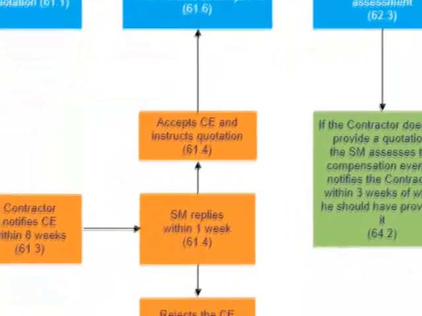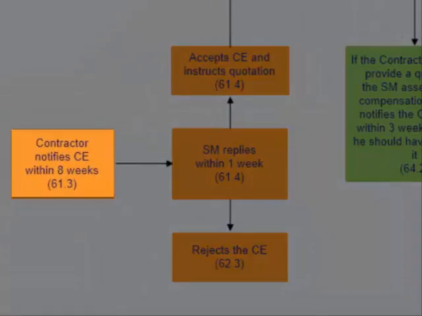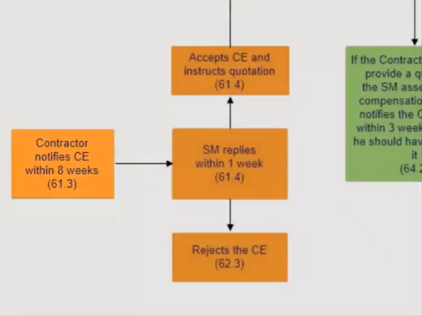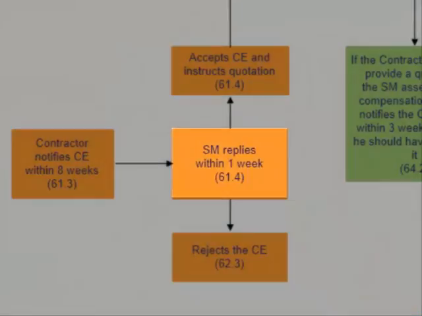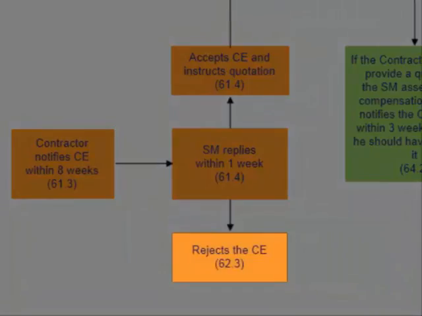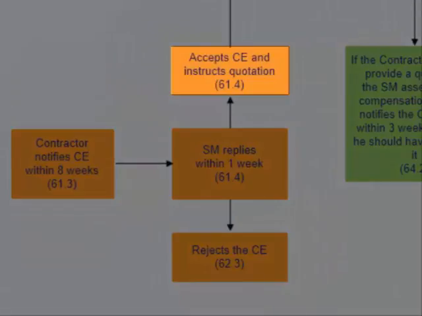An alternative start to the process is where the contractor notifies of a compensation event, and the contractor has up to 8 weeks of becoming aware of an event to notify of it. Once he's notified, the service manager has 1 week to reply, and that reply must be either accept or reject. If the service manager is accepting, he accepts it and instructs the contractor to provide a quotation.